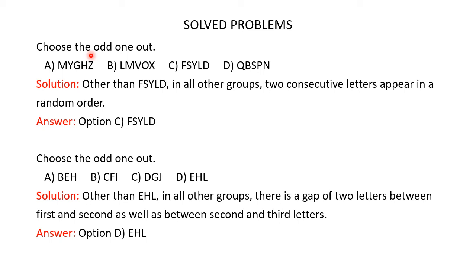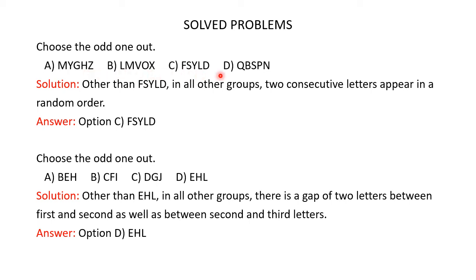Choose the odd one out. You're given four options. Option A, MYGHZ. Option B, LMVOX. Option C, FSYLD. Option D, QBSPN. You have to find the odd one out here among these four groups of letters.